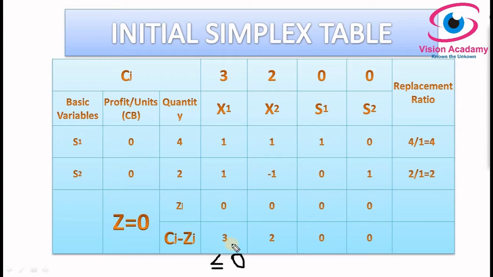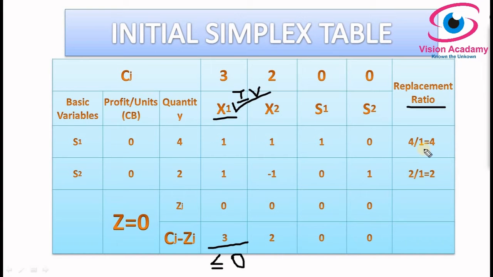So now we select the most positive value of Cj minus Zj. The most positive value is 3. The variable corresponding to this most positive value is x1. It becomes the incoming variable for the next simplex table, and we shall enter it as a basic variable in the next simplex table. So one of the variables, S1 or S2, will be the outgoing variable, which would be replaced by this x1.